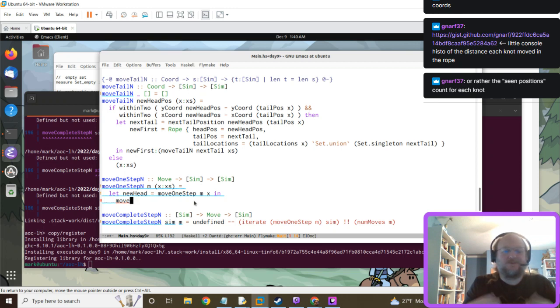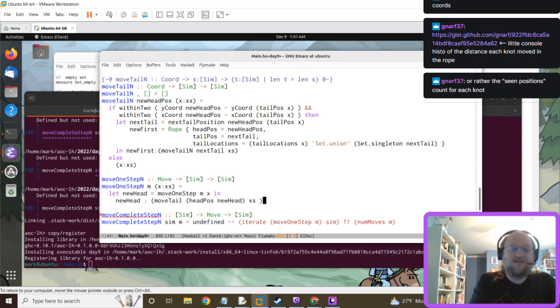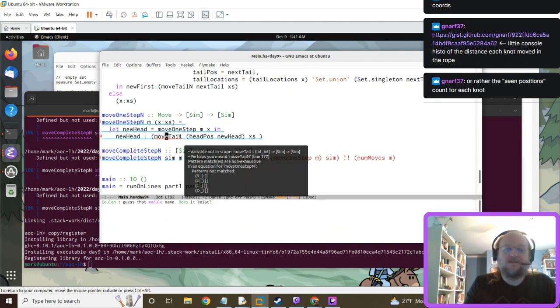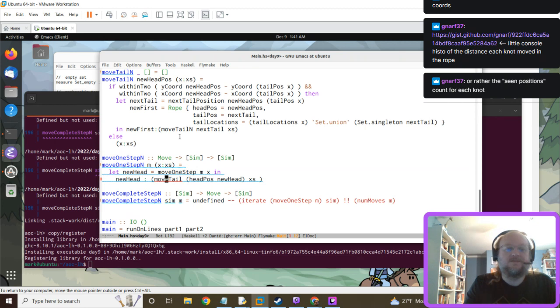All right. So to move a single step, we're going to move the head a step, and then we're going to have new head and move the entire tail to the head position of that new head. Move tail N.